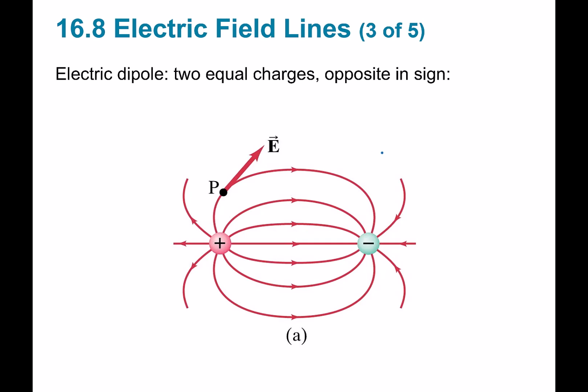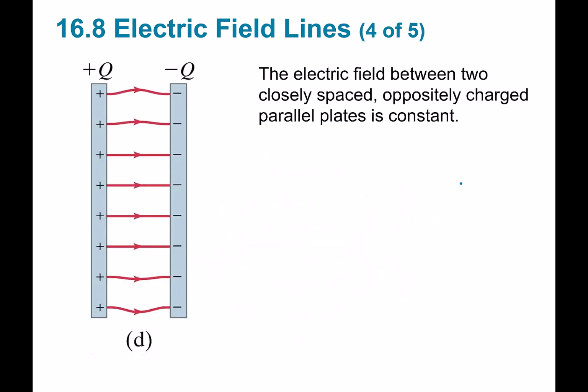So this is an electric dipole which has two charges of the same magnitude but opposite sign, and the electric field lines start from plus and converge at minus q. This is an example of a uniform electric field. The electric field between two closely spaced oppositely charged parallel plates is constant.